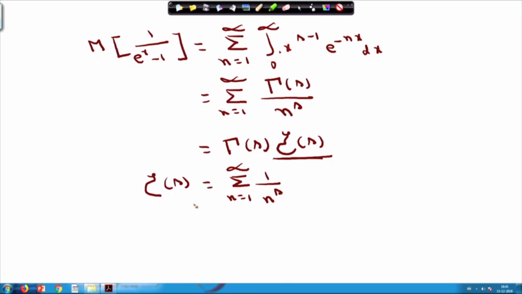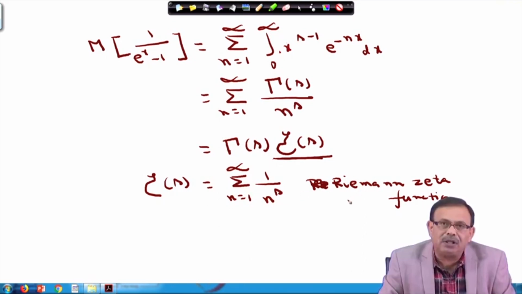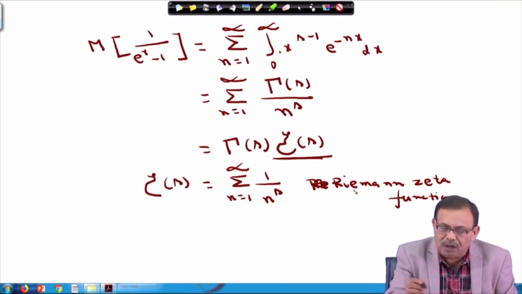This zeta s, we call it the famous Riemann zeta function. So, basically this is the famous Riemann zeta function. So, zeta s equals summation n equals 1 to infinity 1 by n to the power s, and this is the Riemann zeta function. Therefore, the Mellin transform of 1 by e to the power x minus 1 is gamma s into zeta s, where zeta s is nothing but the famous Riemann zeta function.